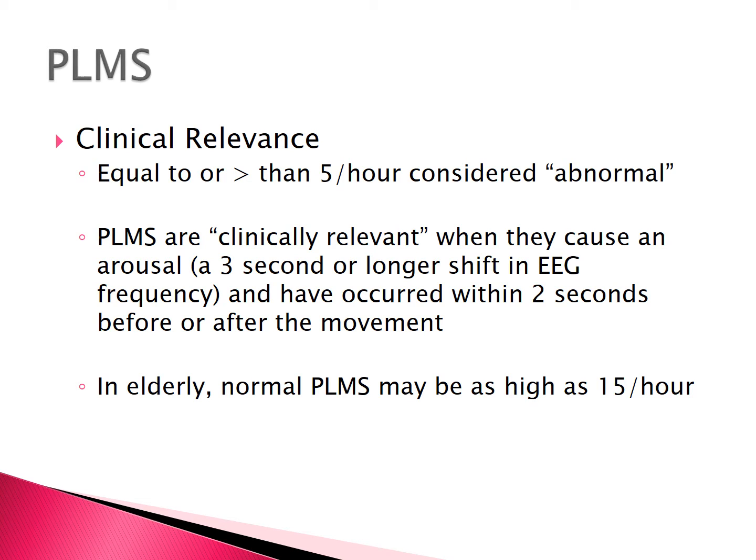The clinical relevance: equal to or greater than 5 PLMS runs per hour is considered abnormal. PLMS are clinically relevant when they cause an arousal, that's a 3-second or longer shift in the brain activity, and have occurred within 2 seconds before or after the movement. So in order for a limb movement to be said to have caused an arousal, the limb movement has to occur within 2 seconds of an arousal, and the arousal can occur before the movement or after the movement. And if that occurs, if they're starting to wake a person up, then they are clinically relevant.